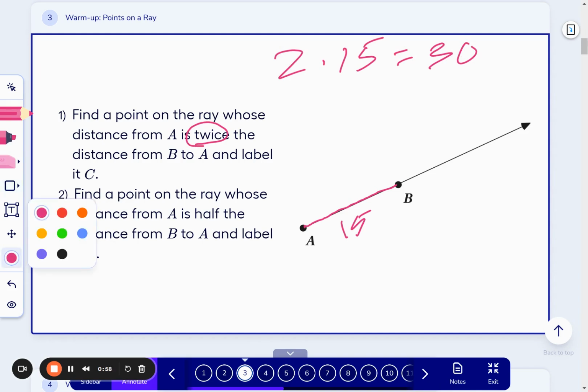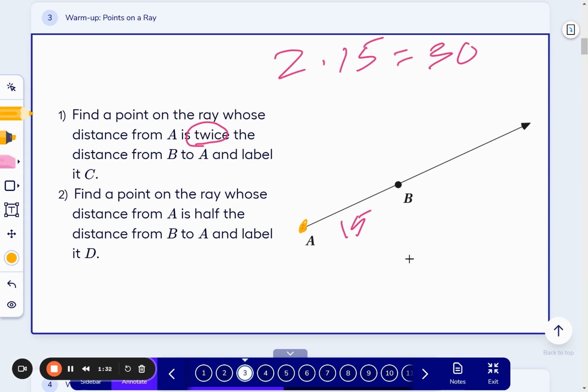The biggest part of all this, you always have to start at A. So then my new line would go out 30. Or let's keep it at 15. Again, always starting at A.